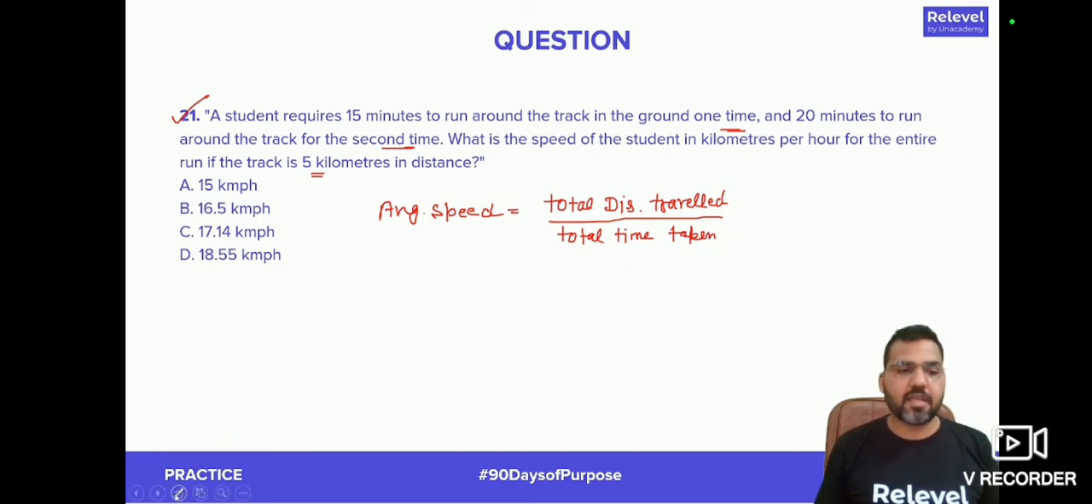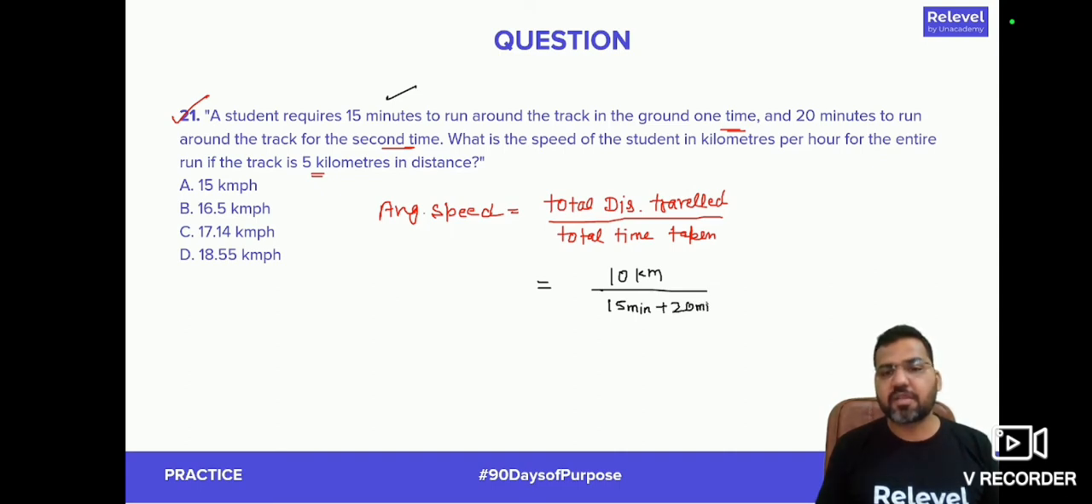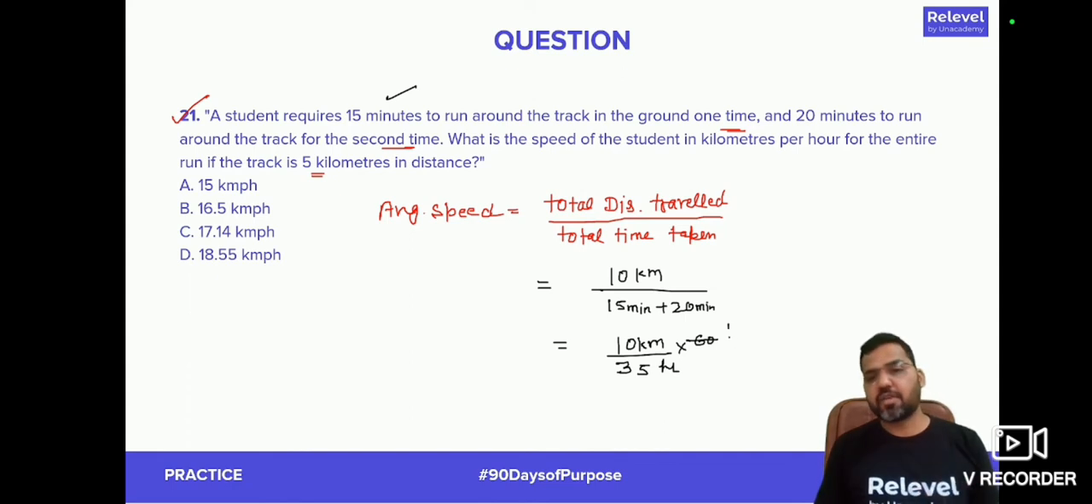Now you see that in this particular question, the total distance traveled is 5 plus 5, that is 10 kilometer, and then the total time taken. The first 5 kilometers is traveled in 15 minutes, and the next 5 kilometers in 20 minutes. So average speed is 10 kilometer divided by 35 minutes. Minutes can be converted to hours by dividing by 60, right? So that's it. This is what you need to calculate.